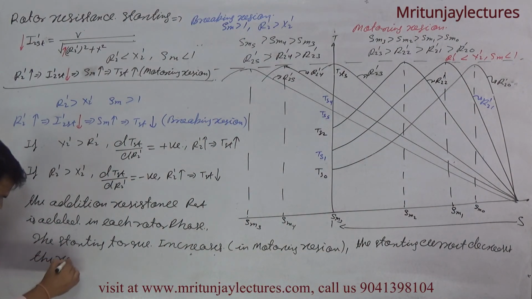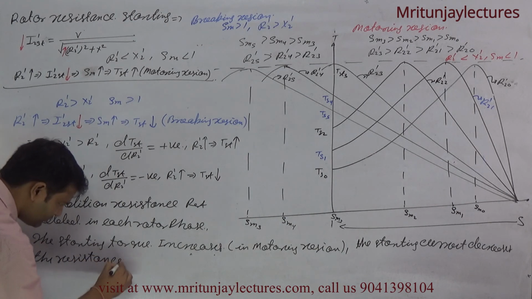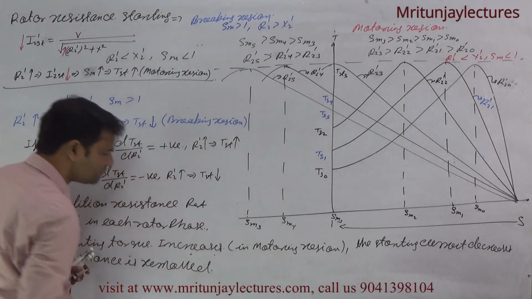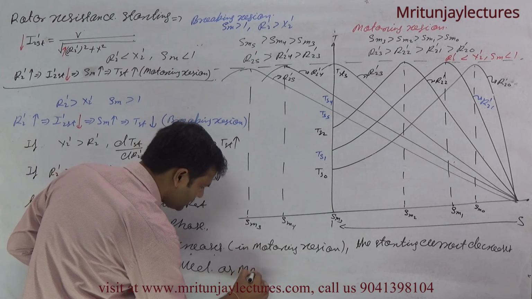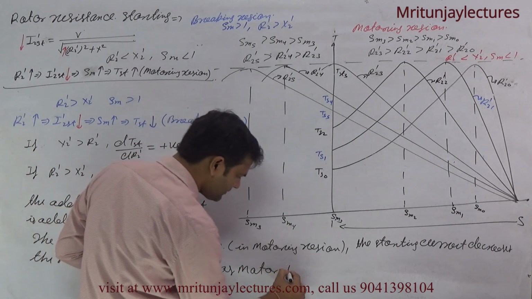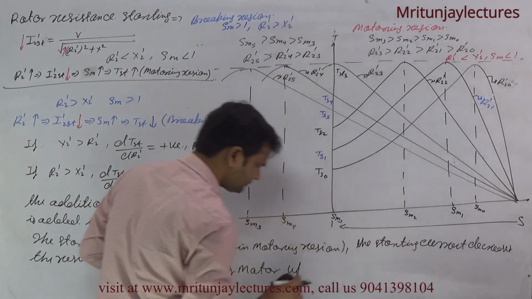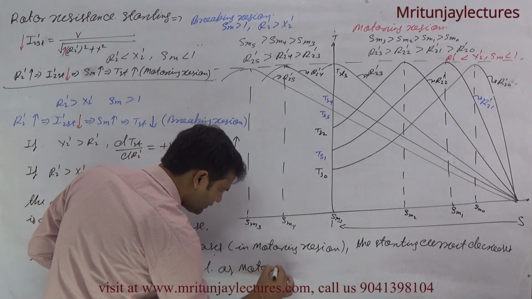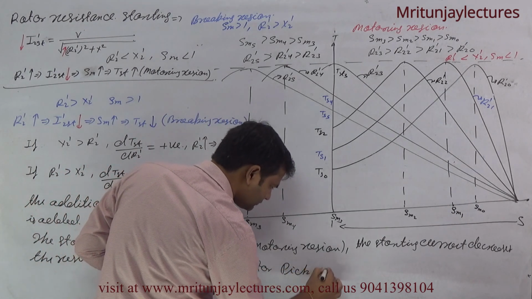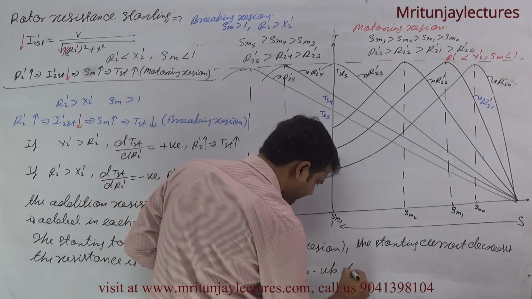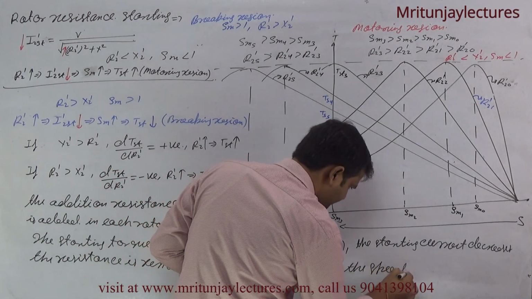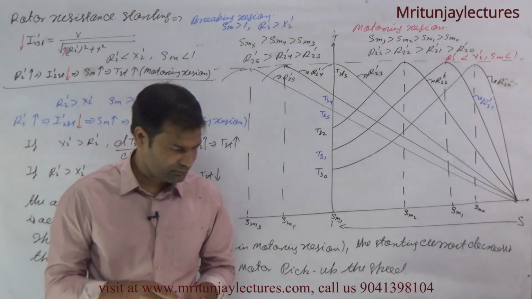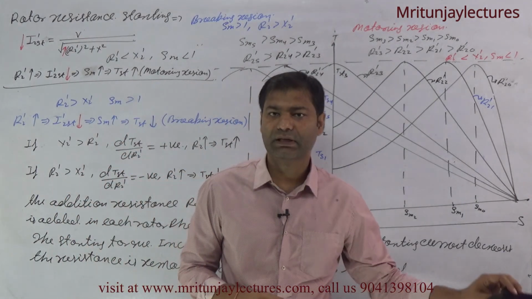The resistance is removed as the motor picks up the speed. Otherwise, I square R losses are continuous. So what about efficiency? Efficiency is poor.